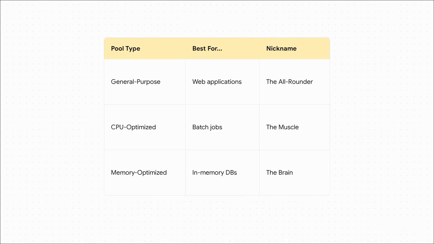And this slide just lays it out perfectly. Think of your node pools like specialized teams on a sports roster. You've got your general-purpose all-rounders that can handle most of your day-to-day web traffic. Then you bring in the CPU-optimized muscle for the really heavy lifting, like batch processing. And of course, you've got the memory-optimized brains for things like in-memory databases. It just makes sense, right? You match the hardware to the job.